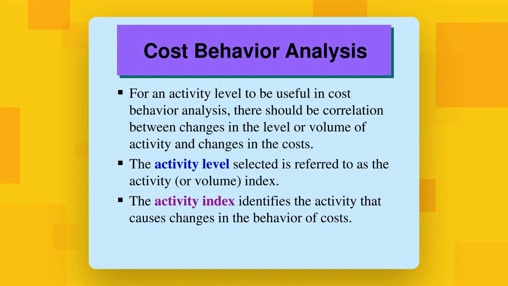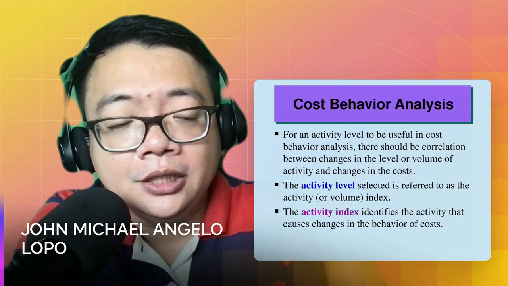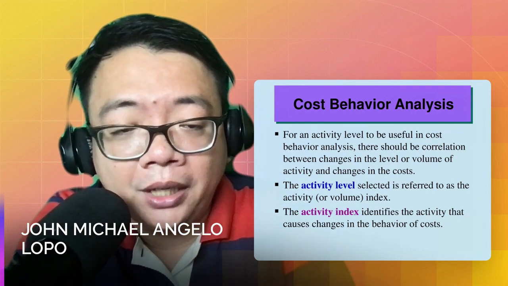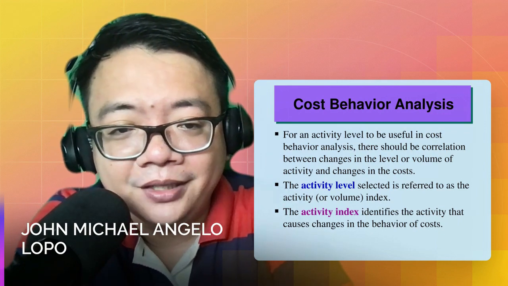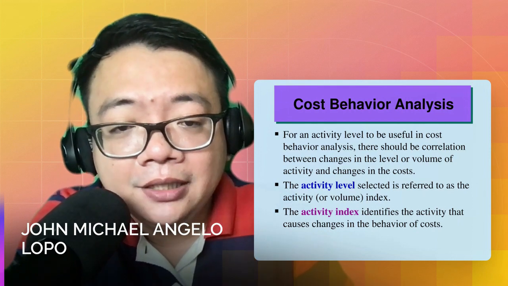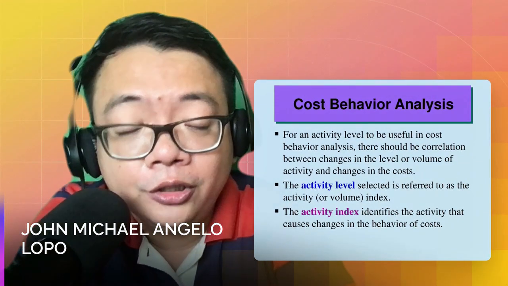So meaning class, in terms of your cost behavior, for the activity level to be useful, there should be a correlation between the level of volume and the changes in cost. That's your cost behavior: how your variable cost and your fixed cost will react to the changes in your activity level. That's why the activity level selected is referred to as the activity or the volume index.